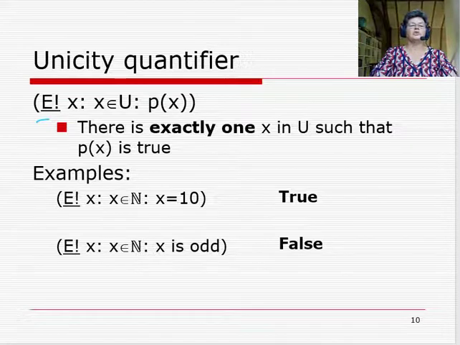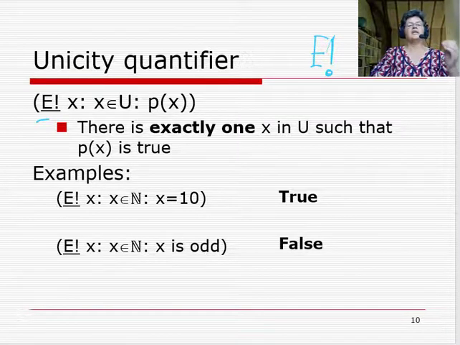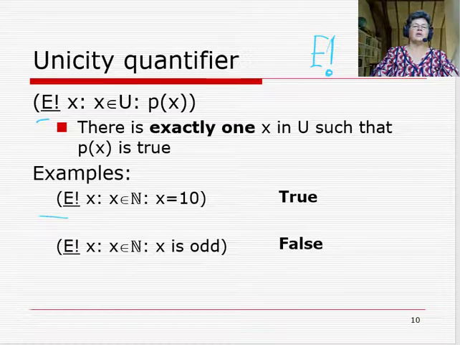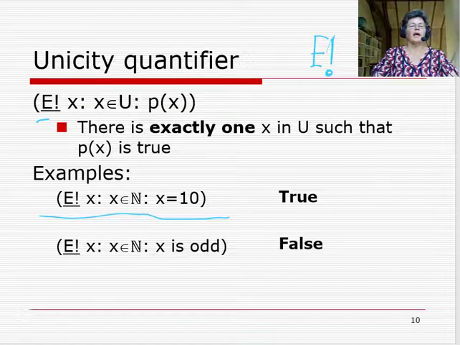But the unicity one, and that's then the existential one with an exclamation mark behind it, would say there is exactly one x, it's a u, in the domain, such that the propositional function is true. So it's not allowed to have more elements. So, for instance, there is exactly one element coming from the natural numbers in such a way that x is 10. Yeah, true, of course.